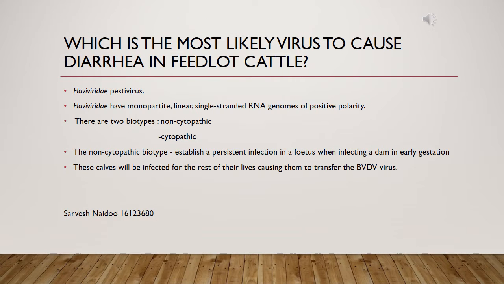Hi, I'm Sarvesh. The question was, which is the most likely virus to cause diarrhea in feed-out cattle? The virus that causes BVDV is Flaviviridae pestivirus, which is the most widespread cattle pathogen. Flaviviridae has monopartite, linear single-stranded RNA genomes of positive polarity. There are two biotypes of Flaviviridae pestivirus, non-cytopathic and cytopathic. The non-cytopathic biotype BVDV will establish a persistent infection in a fetus when infecting a dam in early gestation, and these cows will then be infected for the rest of their lives, causing them to shed the BVDV virus.